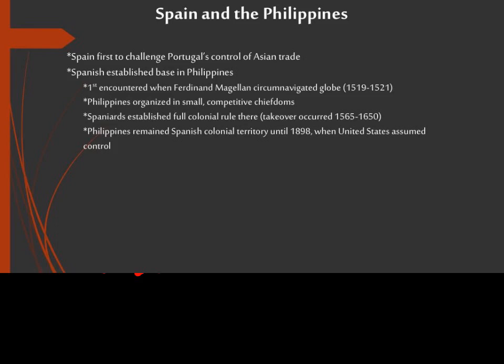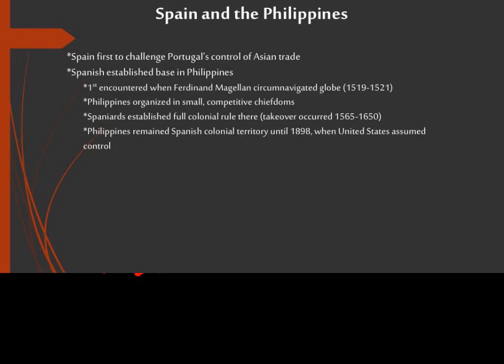Magellan was killed in the southern Philippines, but one of his officers brought the ships, all that were left, back to Portugal by continuing west and back around Africa. But they now had large contact with the large Philippine archipelago. The Philippines were organized in small, competitive chiefdoms, and the Spaniards finally established full colonial rule there. The takeover occurred 1565 to 1650, so it took a long time.